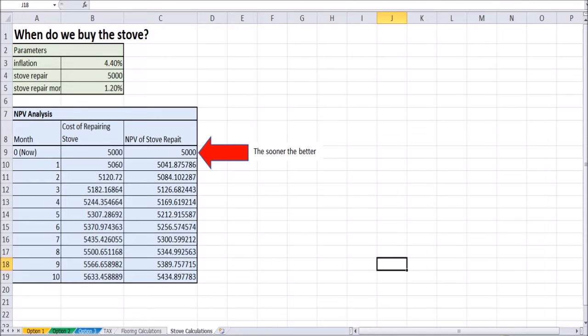So, to start off with, for options 1 and 2, we have to evaluate when to replace the stove and whether or not we should replace the carpets with laminated flooring. For the stove analysis, I calculated the NPV for the different months in which the stove can be replaced, based on the parameters of the cost increase per month. From this we can see the sooner we replace the stove, the better.